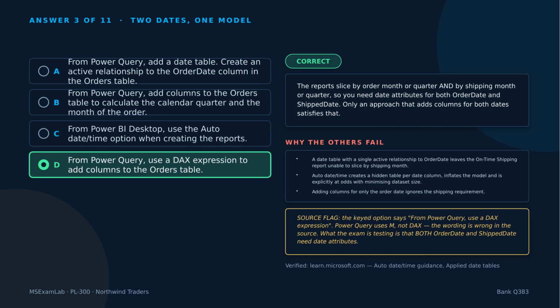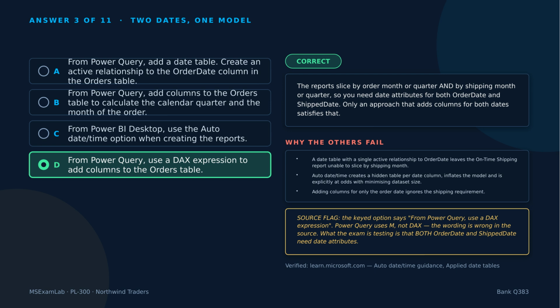The answer is D. From Power Query, use a DAX expression to add columns to the orders table. The reports slice by order month or quarter and by shipping month or quarter, so you need date attributes for both order date and shipped date. Only an approach that adds columns for both dates satisfies that. Now why the others fail.